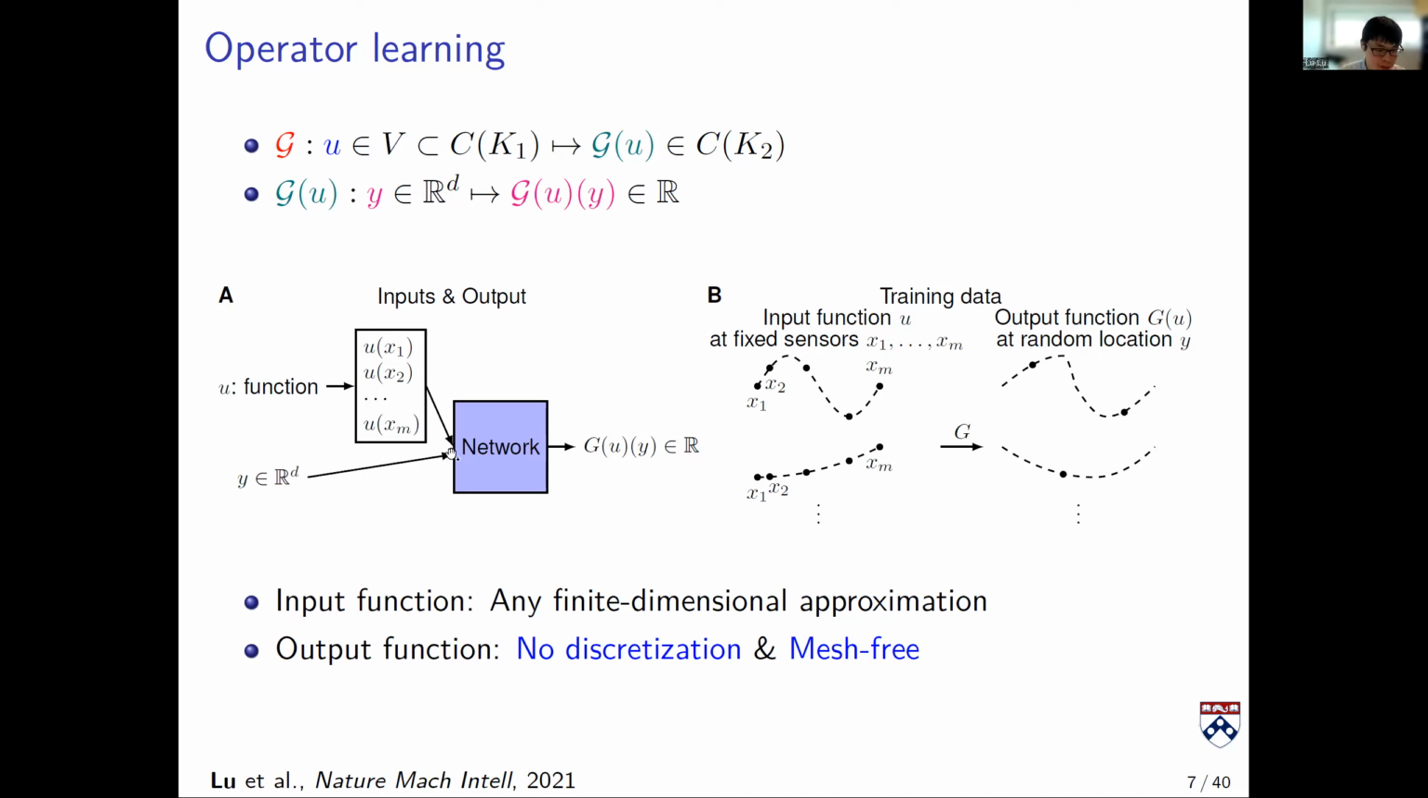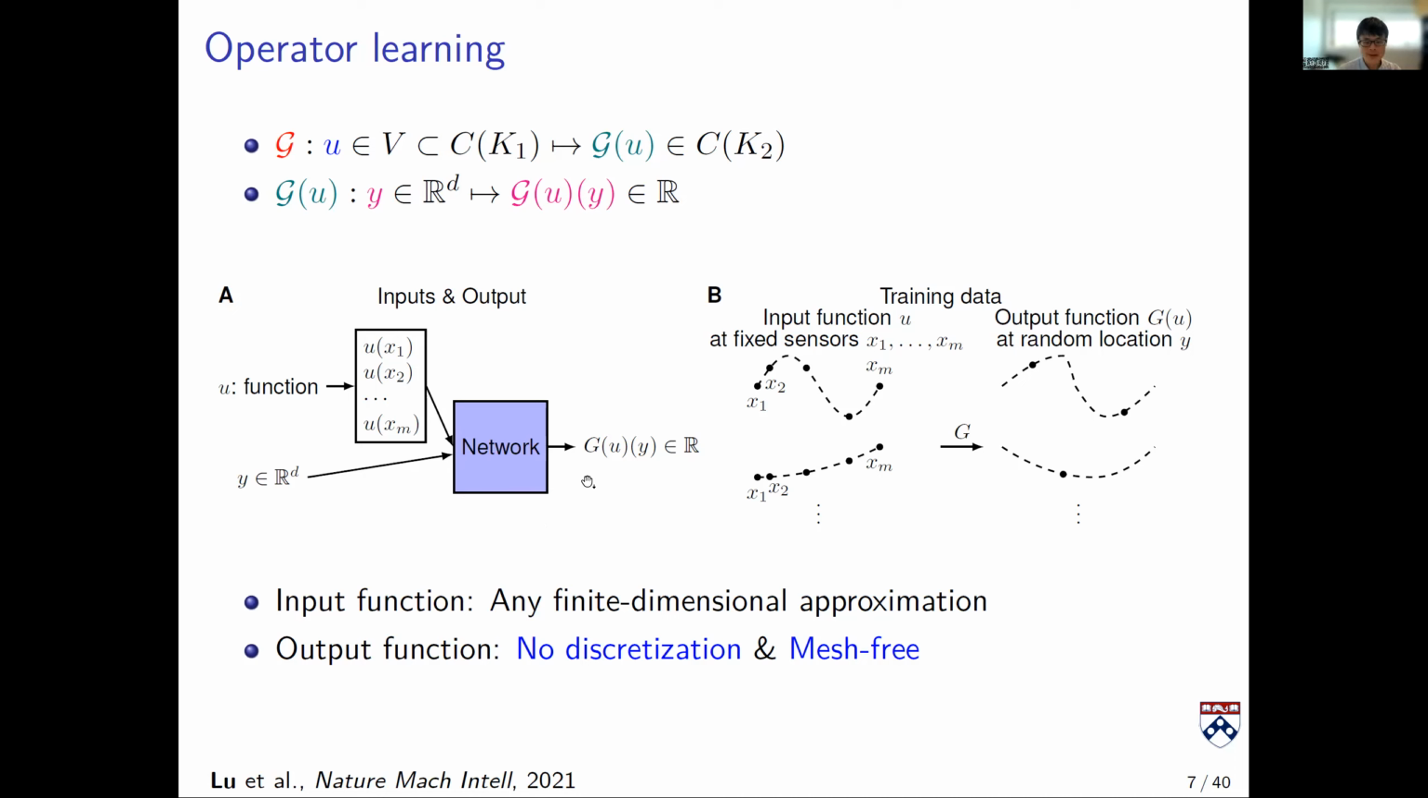So what we are doing is as follows. In addition to using U as the input, we also put the location y of the output function as another input of the network. Then the network output is the function value of G(U) evaluated at the location y. In this case, if we fix any U, then G(U) is a continuous function with respect to the input y, represented by this black box network here.